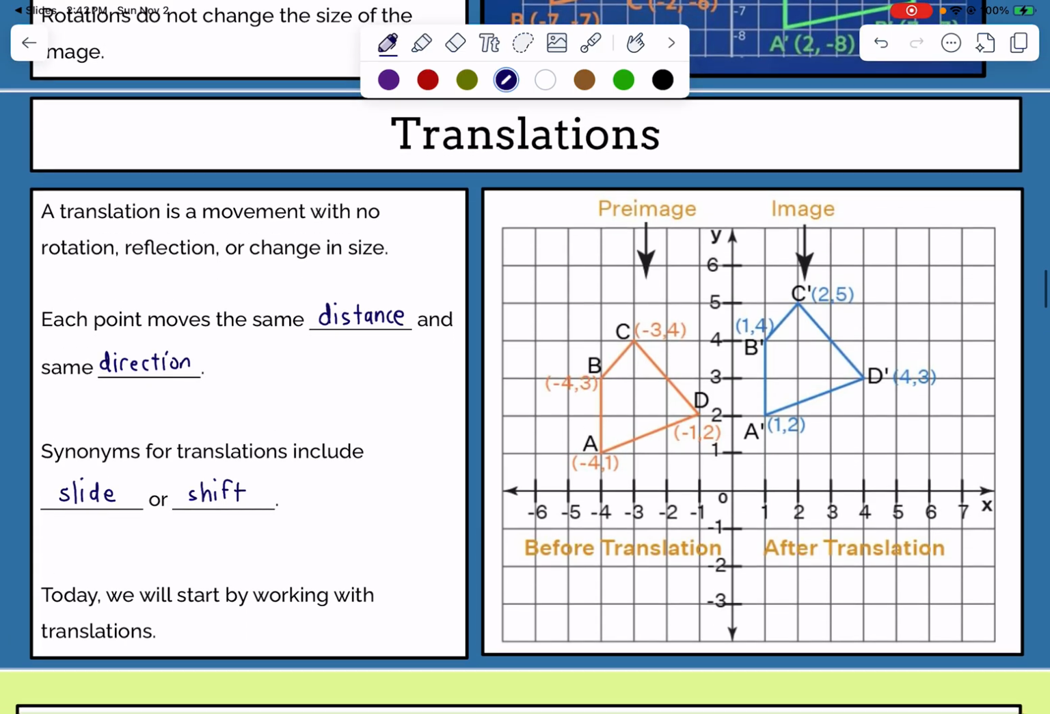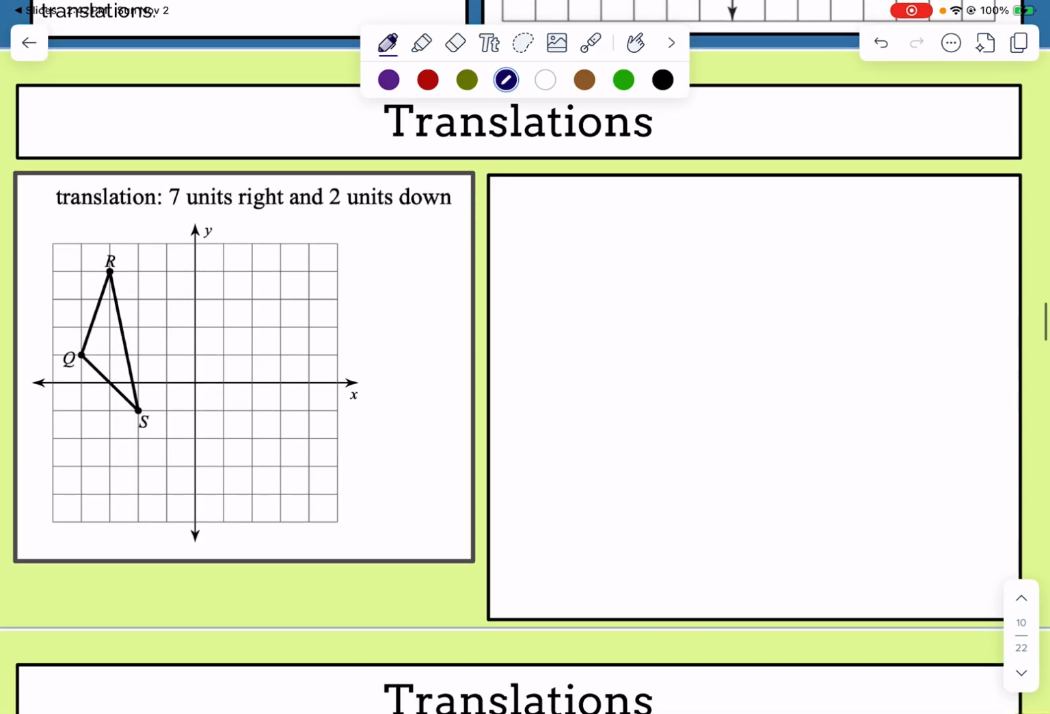Again, I'm going to move forward. You can pause it anytime. All right, so here it's telling us, one thing I like about translations is most of the problems use very approachable, like English. Like these aren't math terms. Right and down, these are things you would say in the real world. So we're going to translate this pre-image 7 units right and 2 units down.